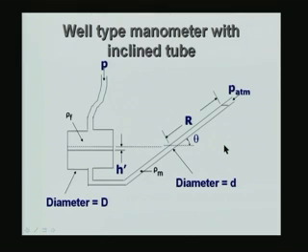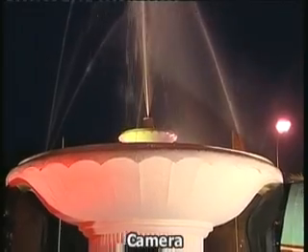So, in the next lecture, I will take a problem which will concern itself with the measurement of pressure using an inclined tube manometer or a well type manometer in general, and we will look at the sources of error. We will look at how to analyze a problem of this particular type. Thank you.